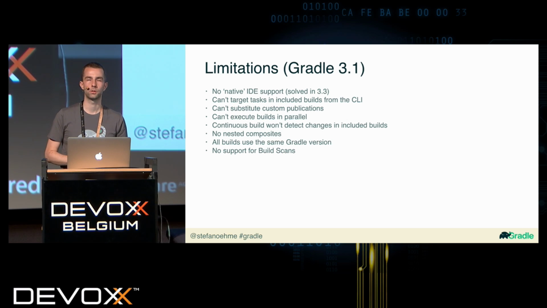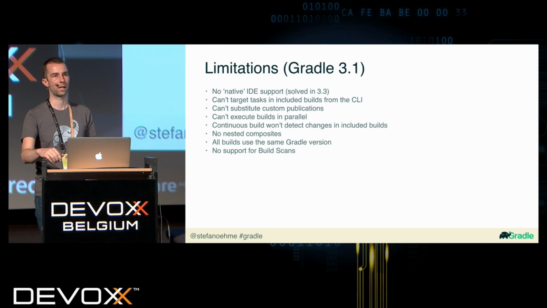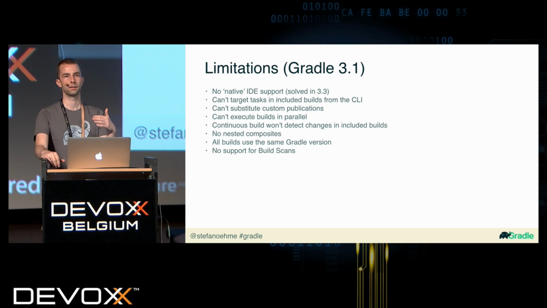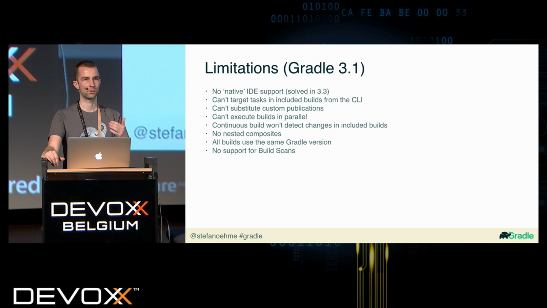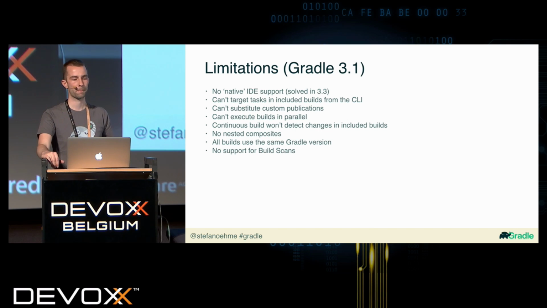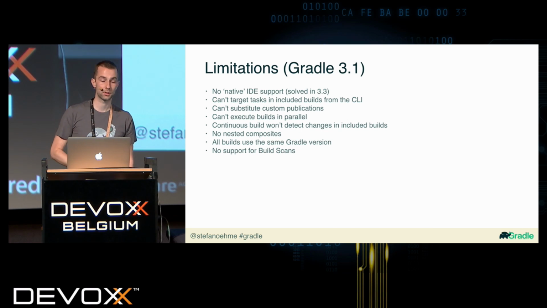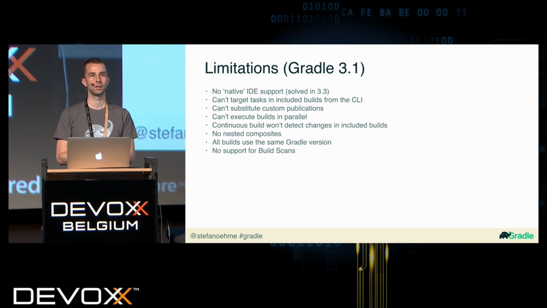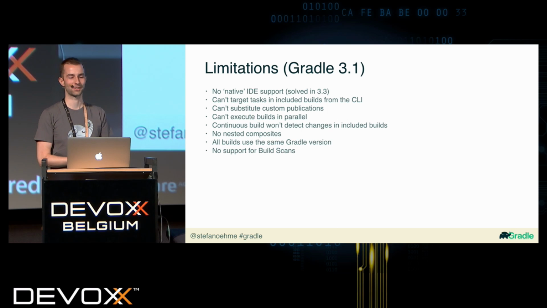We currently cannot substitute custom publications. So if your library has, let's say, a main jar and a test jar, we currently only can substitute that main jar. Can't depend on a test jar in the composite yet. This is also something that we will improve. So the dependency substitution API will become more powerful to support custom publications. The included builds aren't built in parallel at the moment. It's kind of an obvious improvement, but still needs test coverage, of course, and still needs some thought. So we haven't gotten around to that, but it is an obvious improvement that we will do.